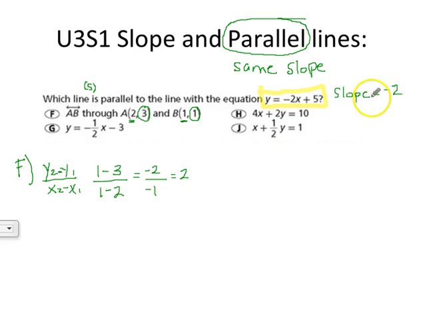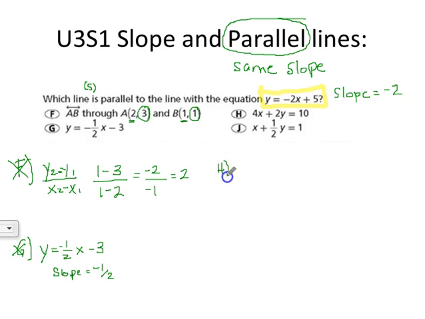And our slope up here was negative 2, so this would not be an option. What about option G? G already has the equation written out in slope-intercept form, so we can easily identify our slope. The slope in this line is equal to negative 1/2. That is not the same as negative 2, so those would not be parallel lines.